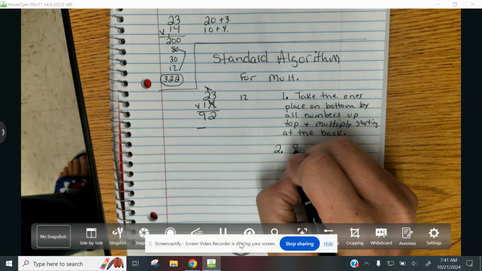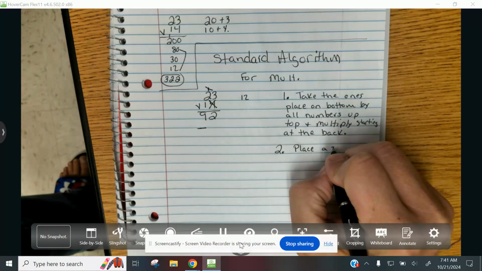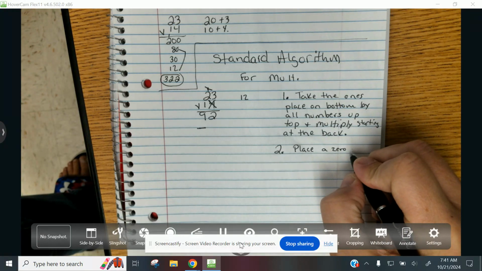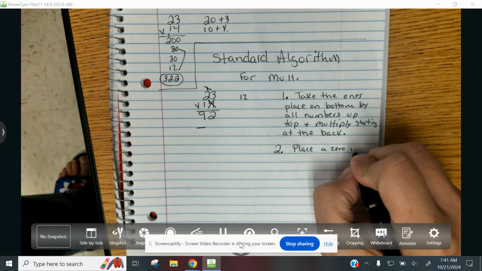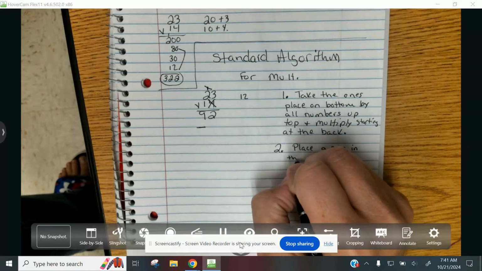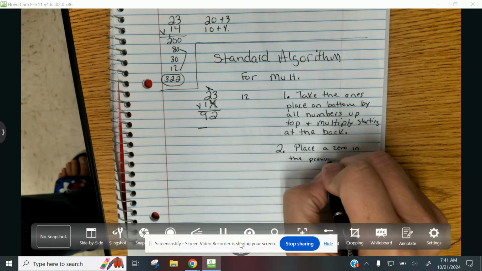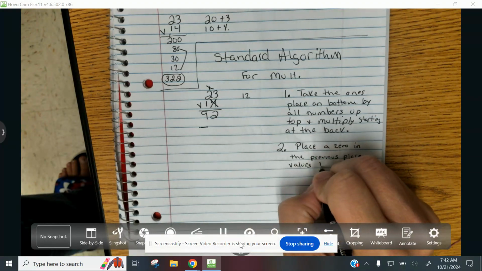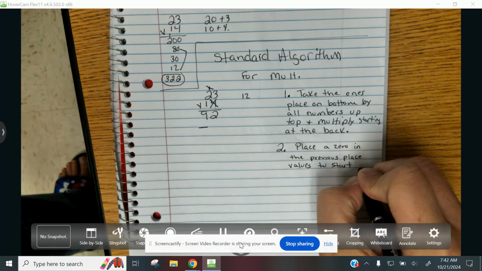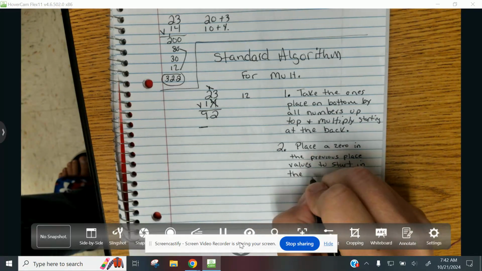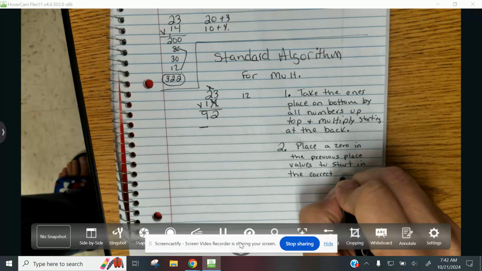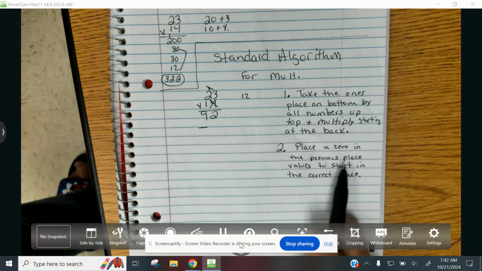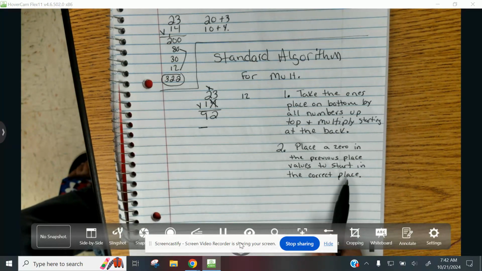So here we go. Place a 0. Place a 0 in the previous place values to start in the correct place.